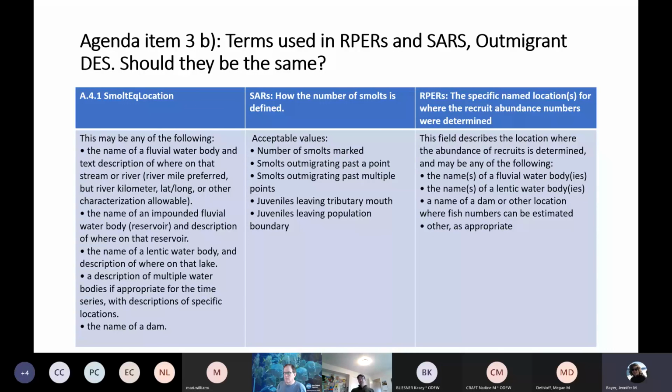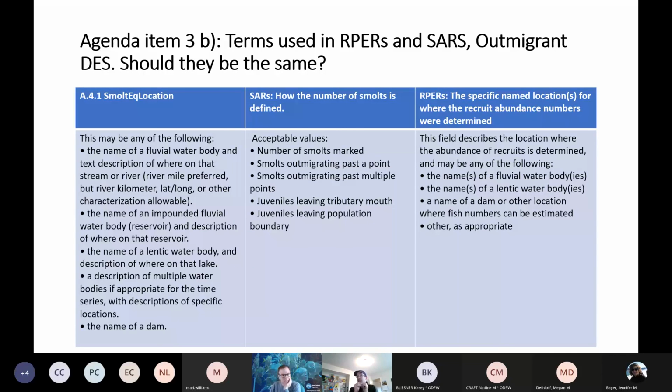Okay. So to help me make sure I'm getting what you're saying, Russ, for the column in the middle, SARS, the concept is how the number of smolts is defined as an element of smolt to adult returns. And what you see there is the list of acceptable values as currently in the data exchange standard. So I think what Russ is saying is, is that list sufficient and thorough enough to fully define the term at the top? I think Russ is saying no. Or are you saying it's inconsistent with some other place in the standard? I just want to make sure it's consistent. The question is, it doesn't need to be consistent with the smolt equivalent location stuff.